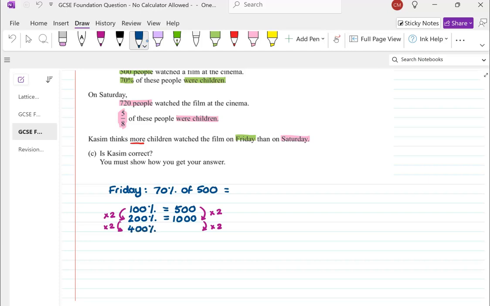If I double, I get 2,000. And if I add all of those together, I get 4, 5, 6, 700% is 3,500. And my last step is going to be just to divide it by 10. You don't have to do it this way at all. I'm just showing you that you can if you want to. But however you do it, you should get to 350 people. Now that's Friday, actually. What am I talking about? That is Friday. 350 were children.